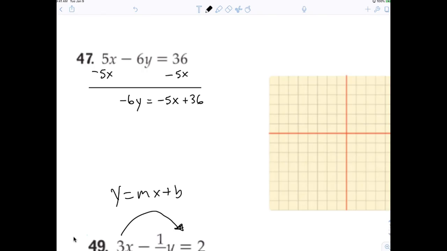Divide by what? 6? Nope. Tell him, Aiden. Divide by negative 6. Divide by negative 6. So y is equal to 5 over 6x minus 6. Very good.